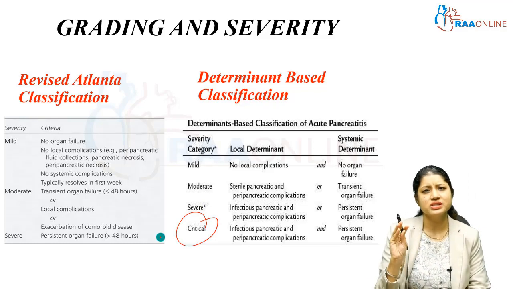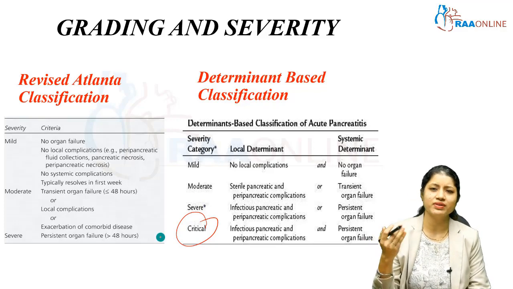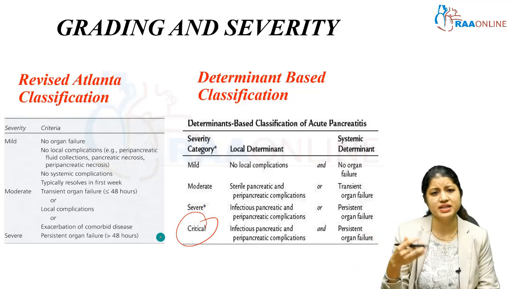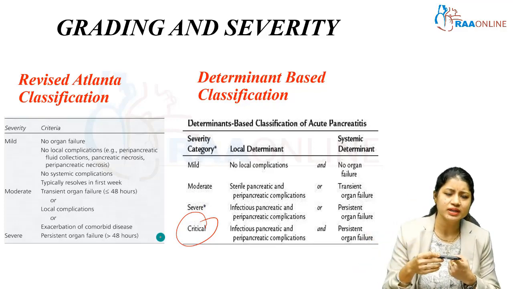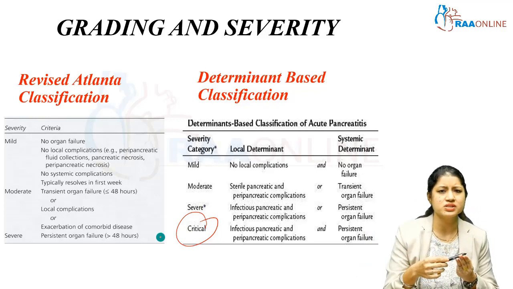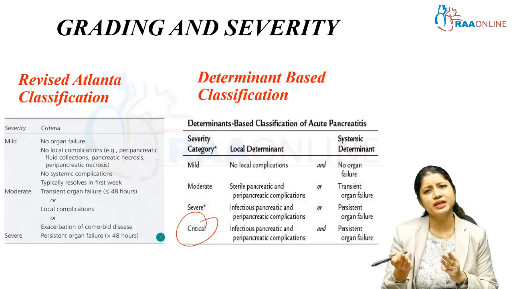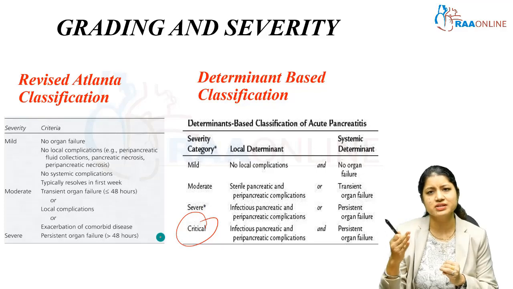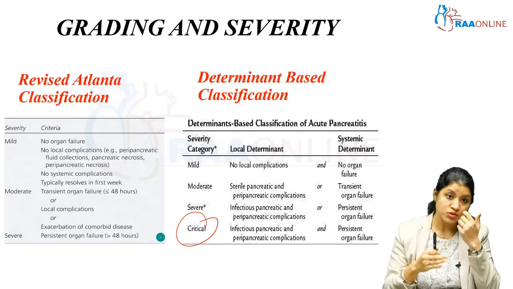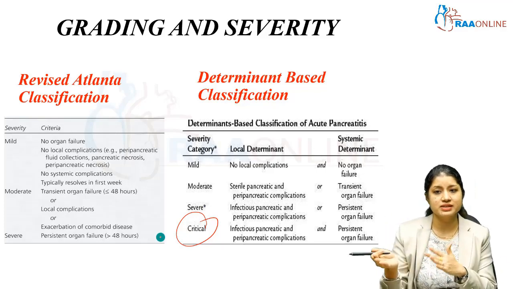So mild, as we know, is a mild pancreatitis wherein the patient presents to us with abdominal pain and an increase in enzymes, that is amylase or lipase, but there is no organ failure, no local complications, no systemic complications, and typically the pain and enzyme levels resolve within the first week. So both for RAC and DBC it is the same.